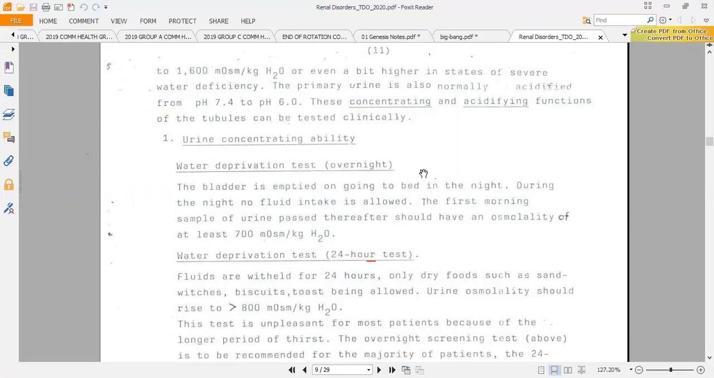The osmolarity must be more than 700 milliosmol per kg of water. This is the overnight test. You can also do 24 hours, but this one is not comfortable, okay? But for this one, the osmolality must be more than 800 milliosmoles per kg.